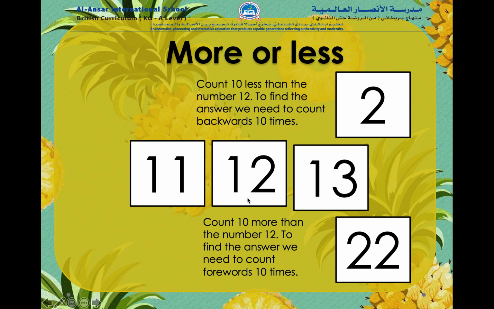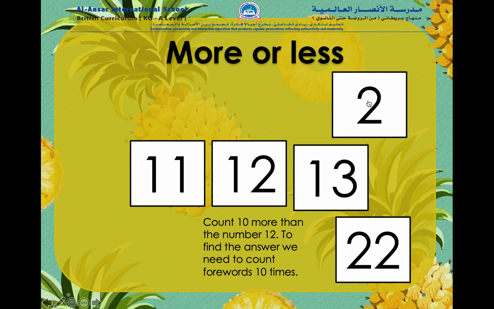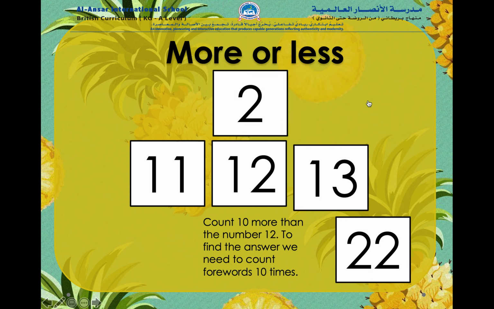So if you're counting, you're going to count 12, 11, 10, 9, 8, 7, 6, 5, 4, 3, 2. So if you've guessed that 2 is 10 less than 12, amazing job! Now we need to count 10 more than the number 12.